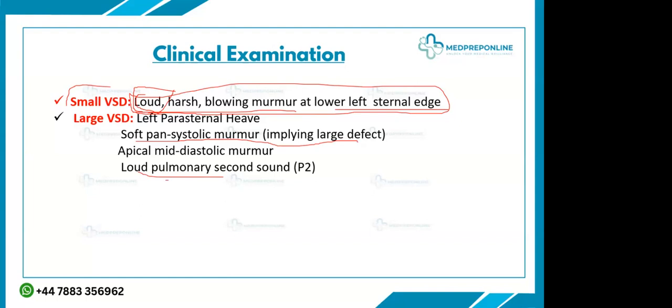Second, the second heart sound will be loud, that is, a loud pulmonary second heart sound. And there will be a left parasternal heave. What is the left parasternal heave going to imply? What does it mean when we see a left parasternal heave on cardiac examination? And what does it imply?